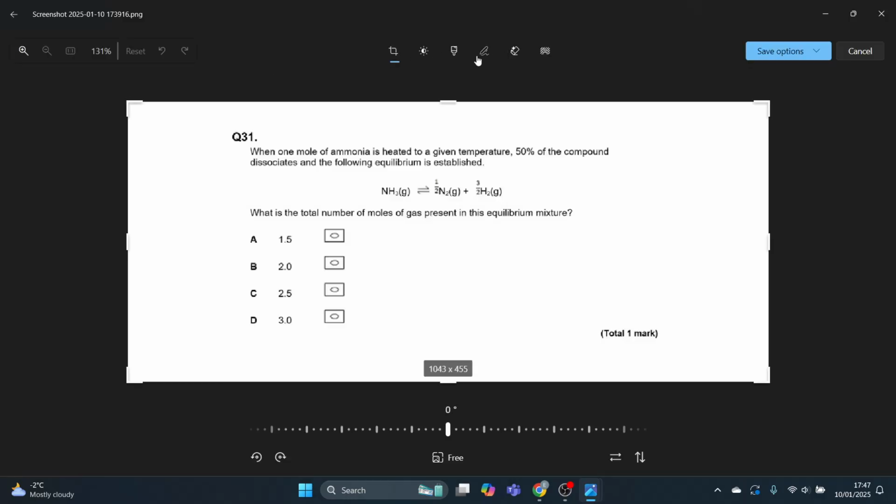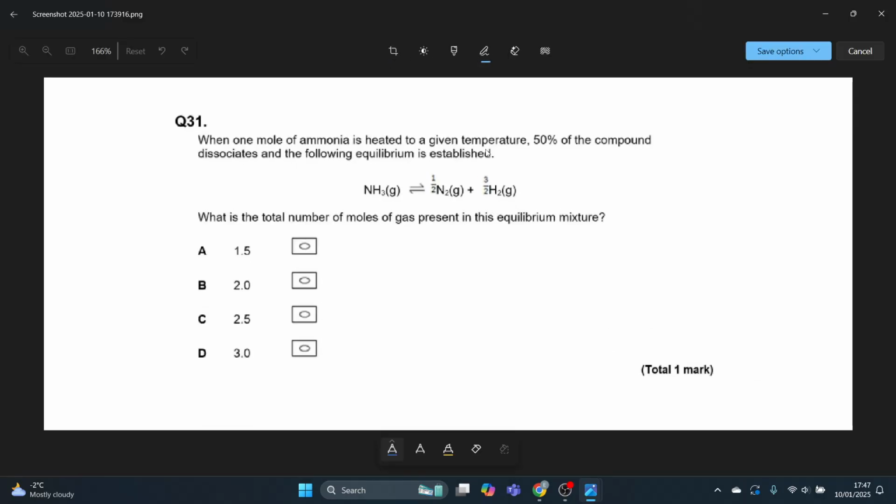31. When 1 mole of ammonia is heated to a temperature, 50% of the compound dissociates and the following equilibrium is established. What is the total number of moles of gas present in this equilibrium mixture? This is a bit of a tricky one, but the idea is we've got 1 mole of ammonia, 50% of it dissociates, so only 0.50 is left now. Well, 1 to a half ratio, molar ratio, so that's going to be 0.25, and that's going to be 0.75. So all we need to do now is add them all up. That's 0.75 plus 0.75, 1.5.